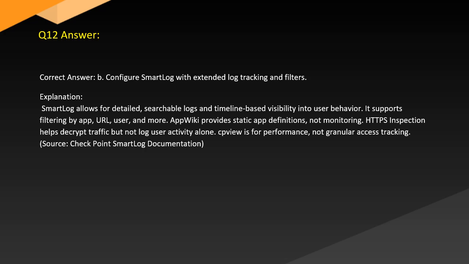Answer. Correct answer: B. Configure SmartLog with extended log tracking and filters. Explanation: SmartLog allows for detailed searchable logs and timeline-based visibility into user behavior. It supports filtering by app, IP, and more. AppWiki provides static app definitions, not monitoring. HTTPS inspection helps decrypt traffic but does not log user activity alone. CPView is for performance, not granular access tracking. Source: Check Point SmartLog documentation.